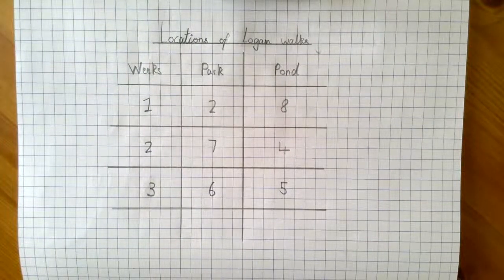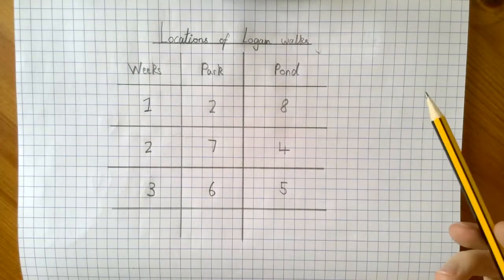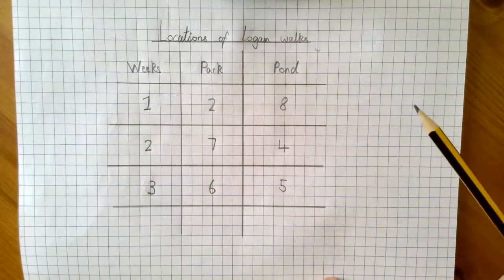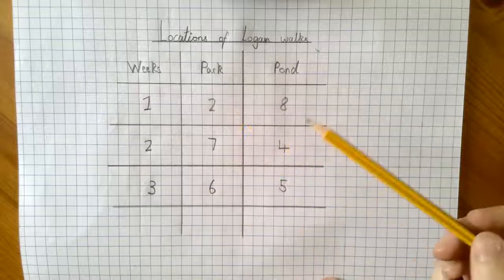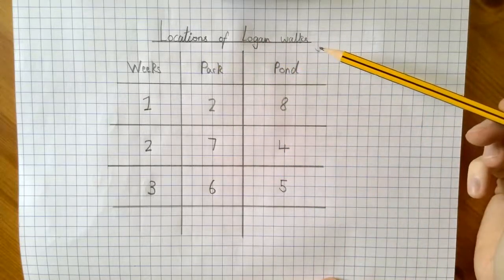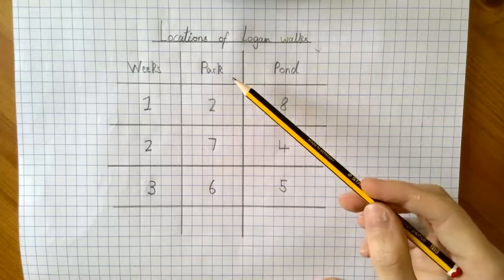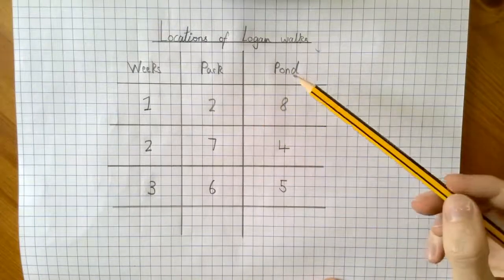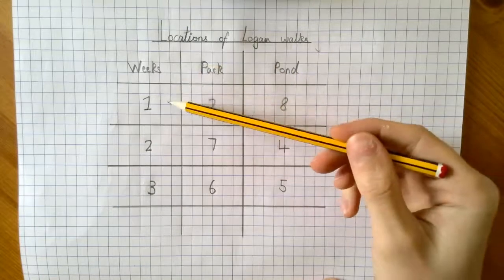Back to maths. We're looking at tables today. So I've got a table in front of me. Bit of context: this table is representing, as you can see by the title, the locations of Logan walks. So where I go and walk my dog. We either go to the park or to the pond. Those two locations. And then you can see I've got our weeks down the side.